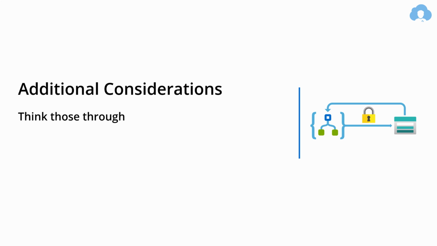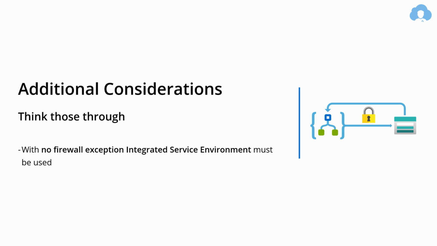So, a few things to consider before we close off. What you should think about when using this approach. First of all, if you have no exception set on that firewall that we've talked about, this trusted service access, the only other option you have is the integrated service environment, which will need to be used. And that's going to be a topic for the future in my videos. But for now, if you have that firewall exception, you're ready to go.